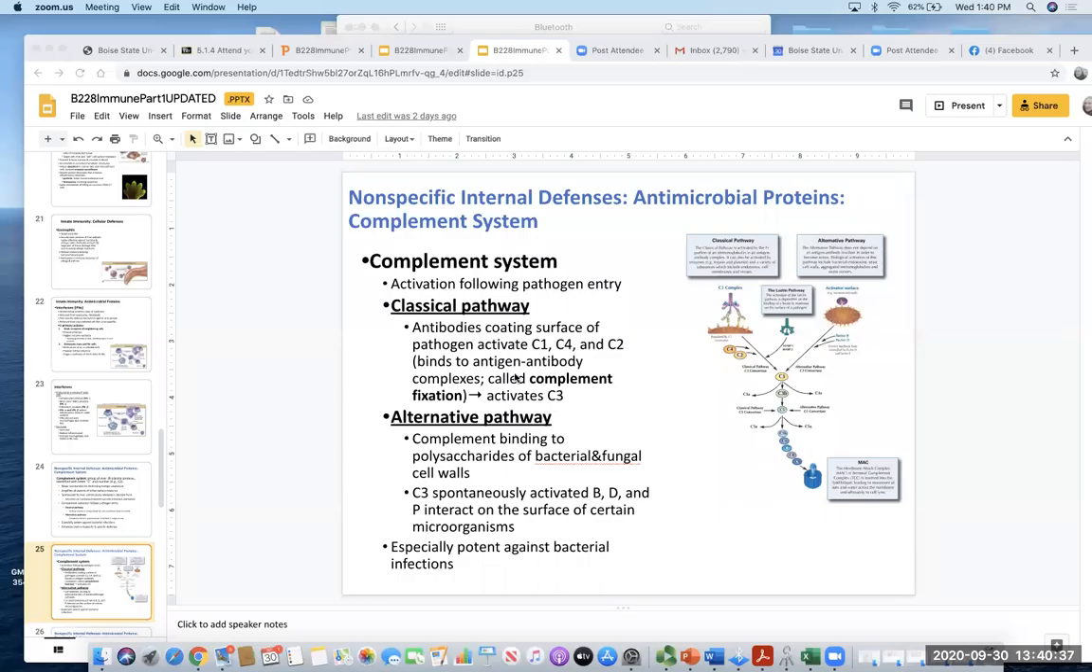Perfect. Yeah, that's good. Okay, so there are two pathways.